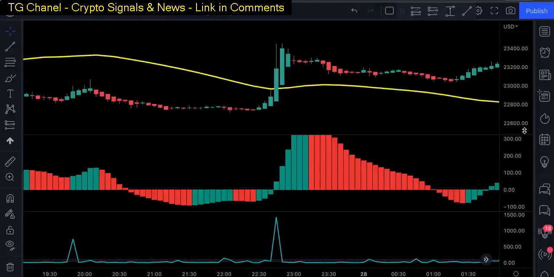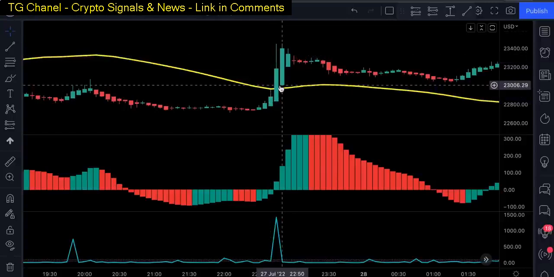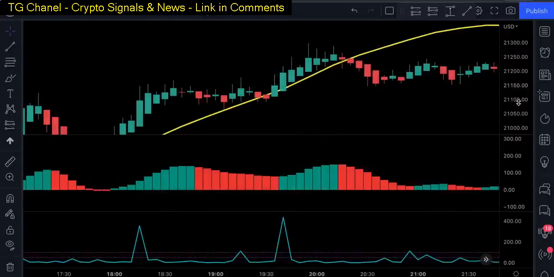Also, if you want to maximize your chances of success even more, you should avoid taking any trades if the price action is forming massive candlesticks like this. These are the times when the volatility in the market is extremely high and the price is usually unpredictable. Okay, let me show you a couple more examples.